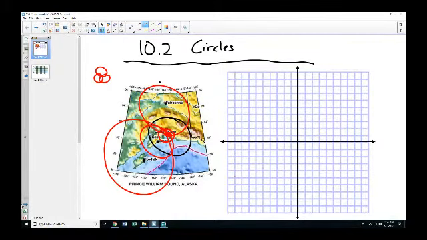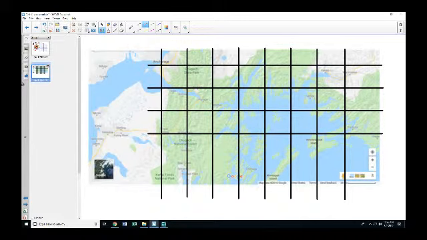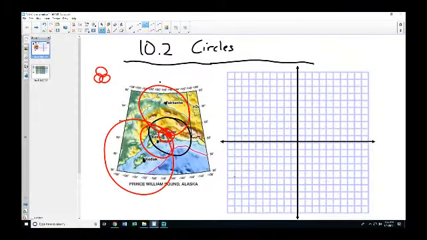Okay, so that's one way we can apply circles. Okay, and again, here's another example of the same thing. So, that's not 160.